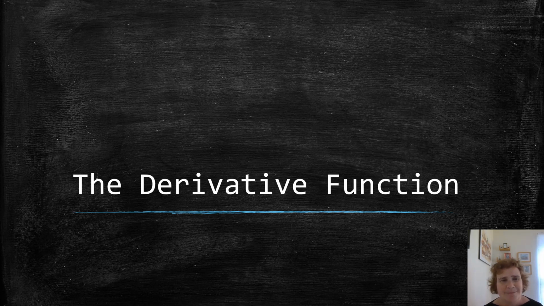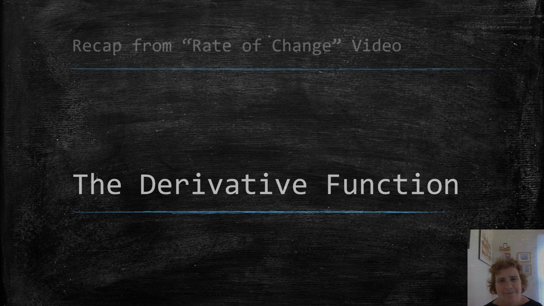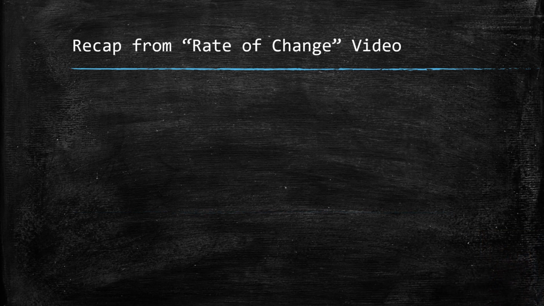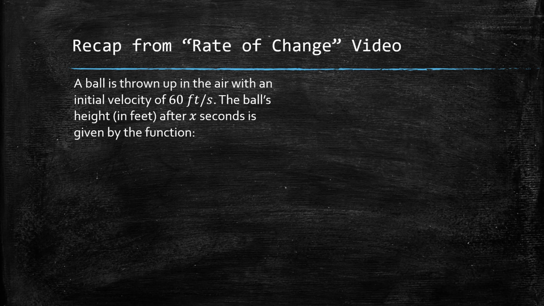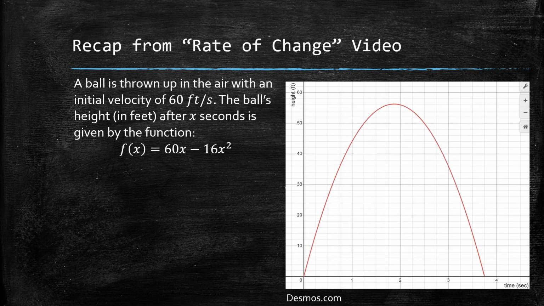this video. Enjoy. So let's begin with a recap from my previous video on rate of change. In particular, this context of the ball being thrown up in the air with this initial velocity of 60 feet per second, and this function which models its height after x seconds. And if you recall, this was the graph of the motion.